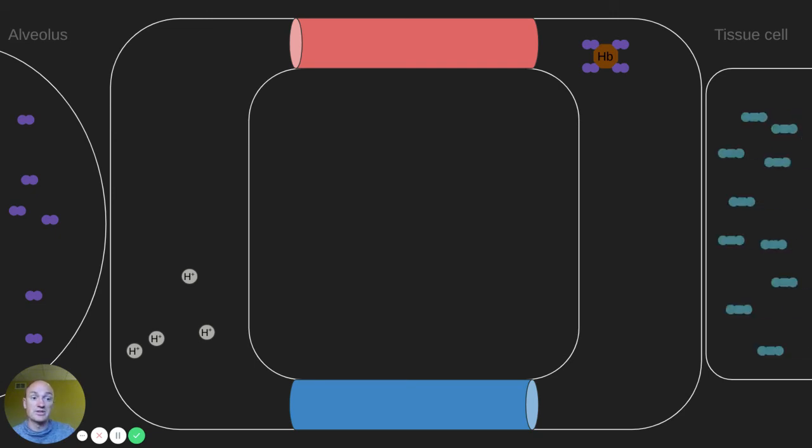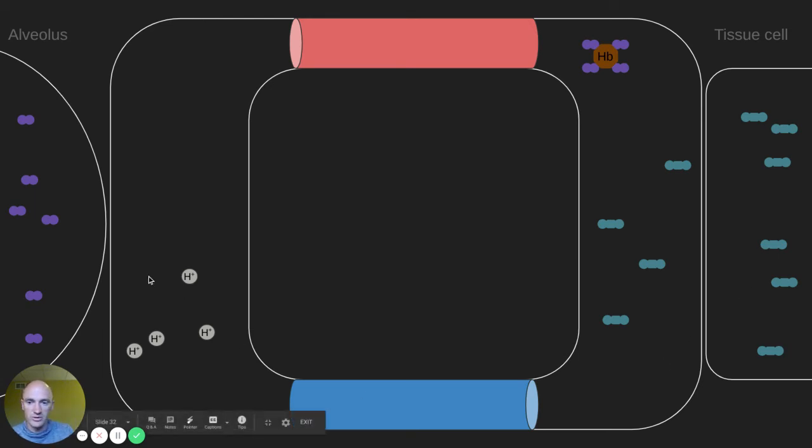The cell is making a bunch of carbon dioxide. That carbon dioxide starts to diffuse. I'm not showing all of it diffusing, right? That's not how diffusion works, but just some of it diffuses into the bloodstream. And it's going to have to get transported over to here and breathed out.